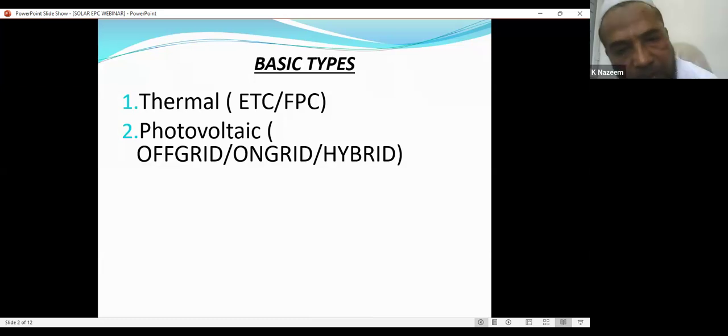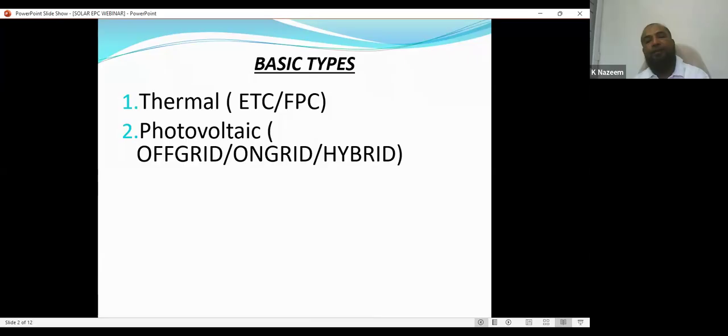This point is to be noted, because the on-grid inverter has to get a reference voltage, and that reference voltage is the grid voltage. When the grid is zero, solar also will become zero. It will not generate any energy. So this is the difference between off-grid and on-grid.